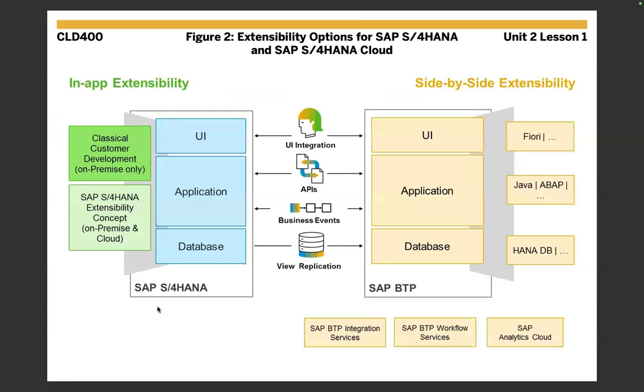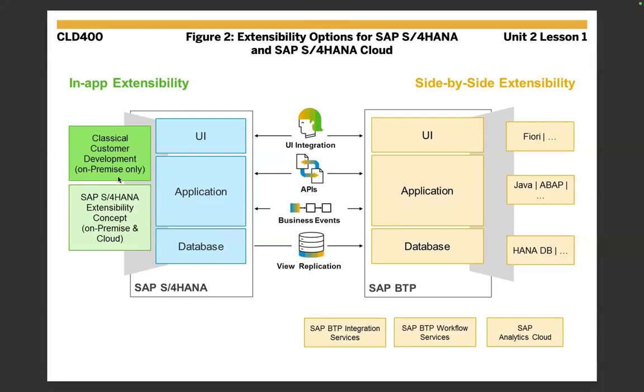This S4 HANA can be either an on-premise system or a cloud system. In the past, we always used to do in-app extensibilities. In-app extensibility is adding something new to the existing solution. For example, let's say you have to create a new program, you used to log in and create it in the same system. And if you have to add fields to an existing table, we would add it using the in-app extensibility concept.